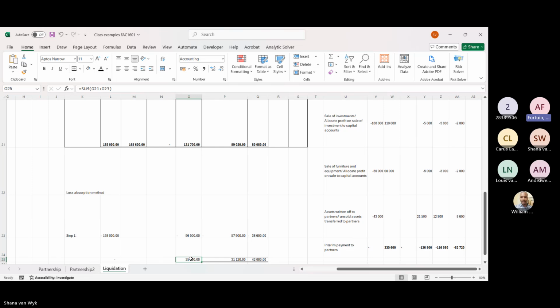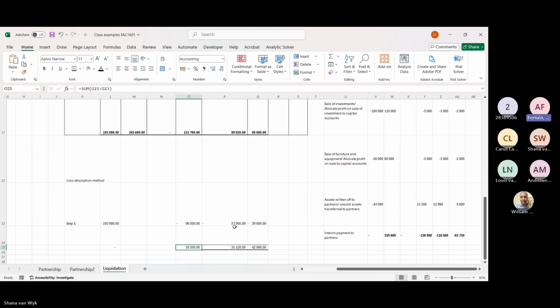The final interim payment. But which one are you talking about for the 35,200? But you've got a negative nine. What is that? A negative, and it must be positive. You've got negative there. So when you allocate it must be positive.